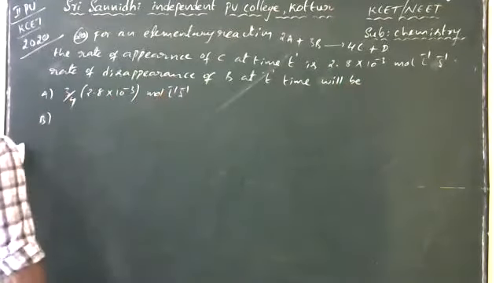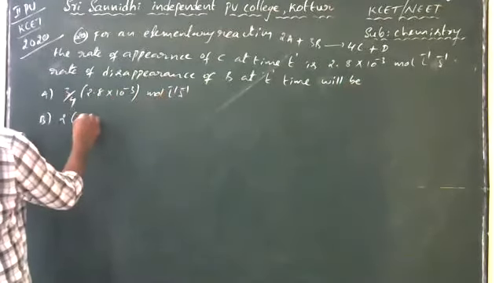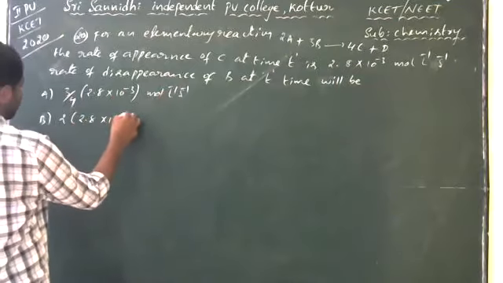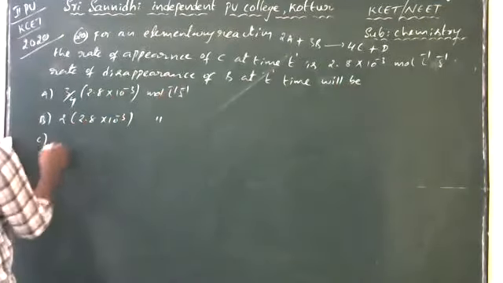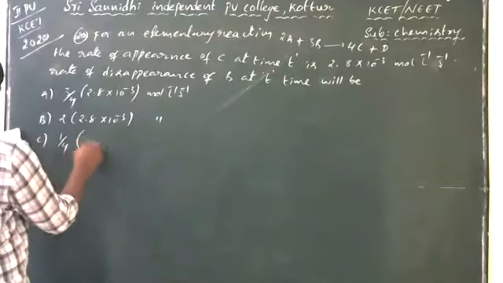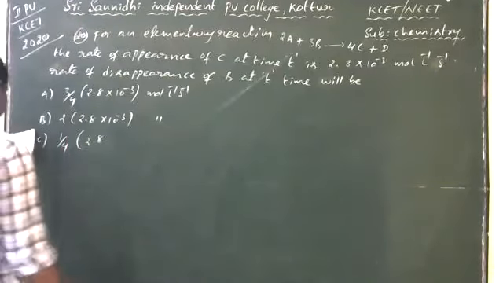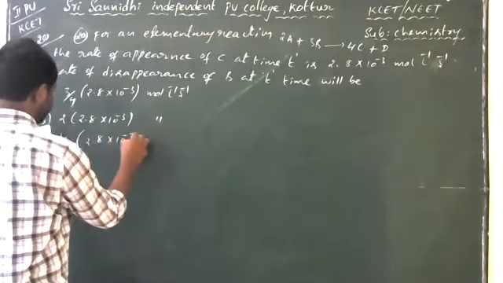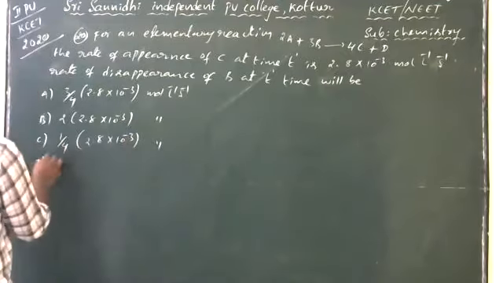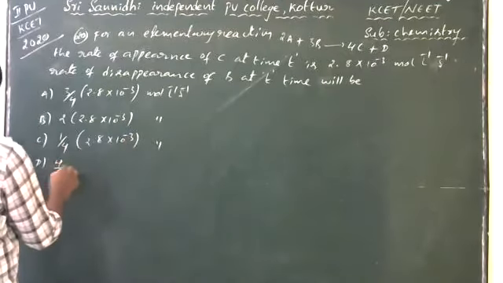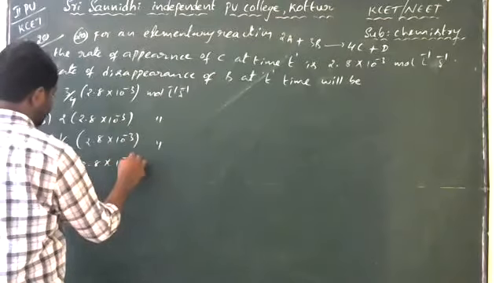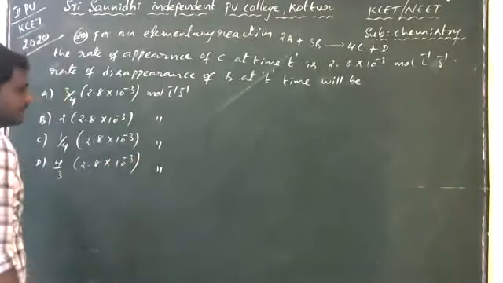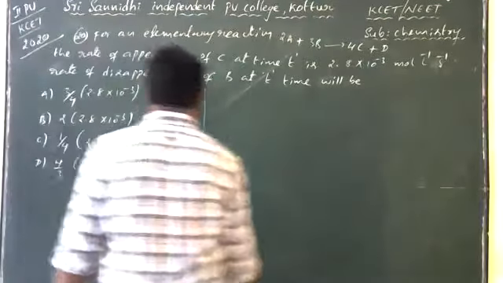Option B is 2 into 2.8 into 10 power minus 3 mole per liter. Then option C is 1 by 4 into 2.8 into 10 power minus 3. Next, option D is 4 by 3 into 2.8 into 10 power minus 3, mole per liter, right? This is the question, so read the question first.